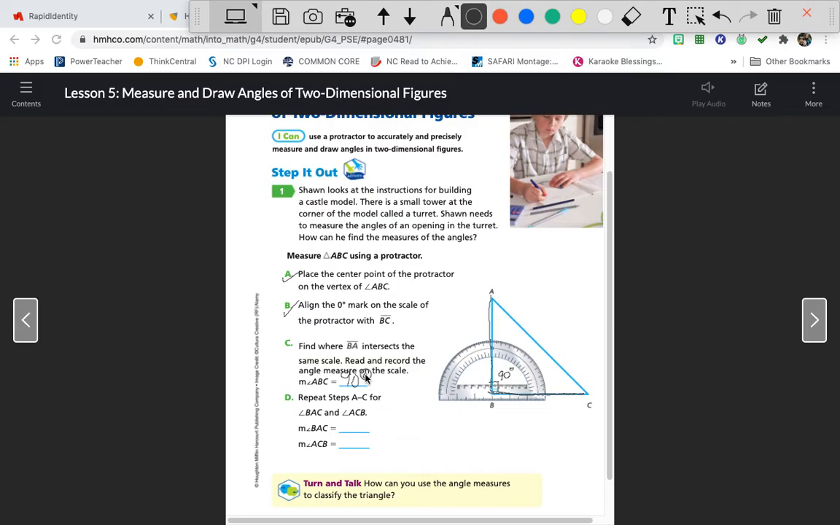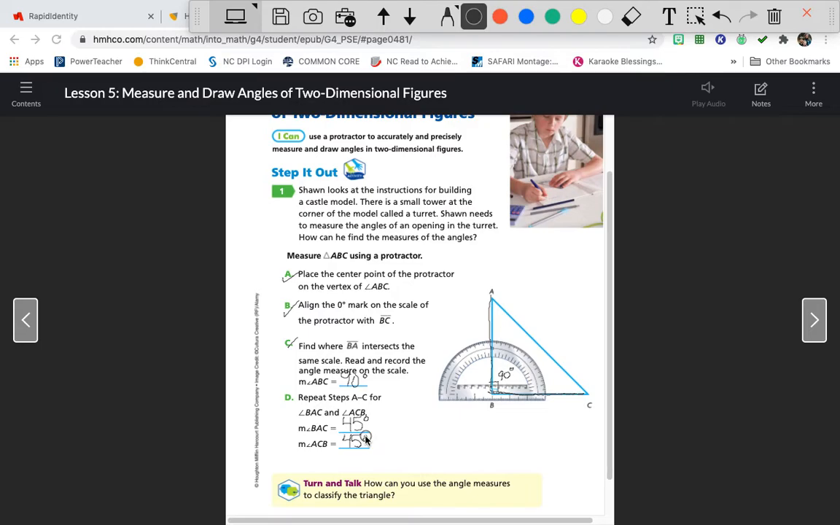Repeat steps A through C for angle BAC and ACB. So you might want to pause the video if you have access to a protractor or the online protractor tools. If you have access to those, you may want to pause the video here and see if you can do that. So the answers are going to be 45 degrees and 45 degrees.